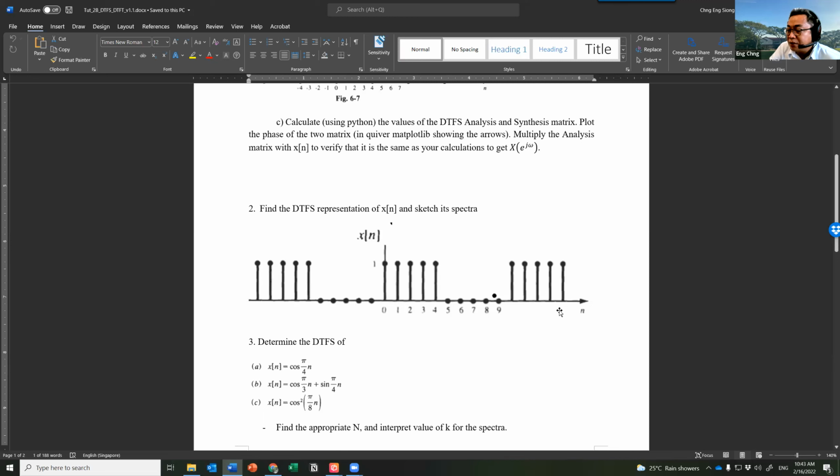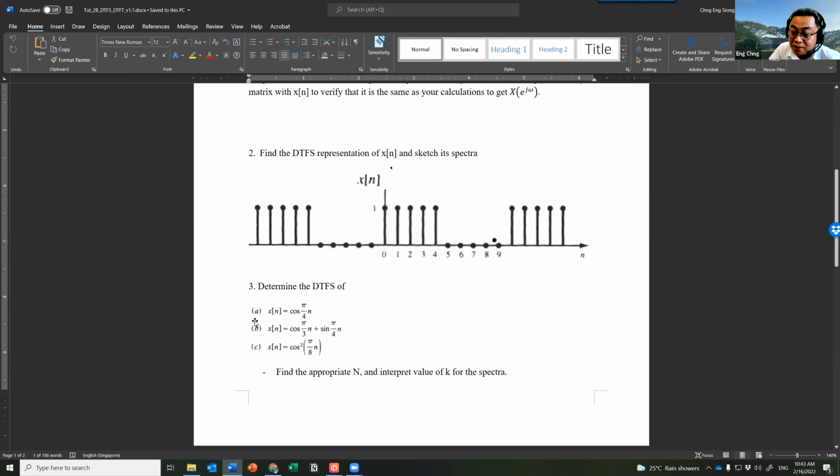That's the important thing to take home. X0 equals X10, X1 equals X11. So big N, the period, is 10. What is this individual value from X0 to X1? 1. Okay, we can plug into the equation and we solve. That's DTFS. Here is different.